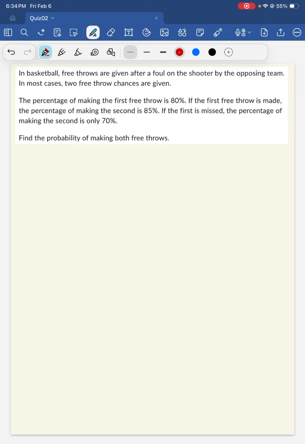So this is an example from a simple basketball probability analysis. Suppose that a basketball player shoots 2 free throws. The probability of making the first free throw is 80%. I will denote it as making the first free throw, 80%, and the probability that the first free throw is not made is 20%.